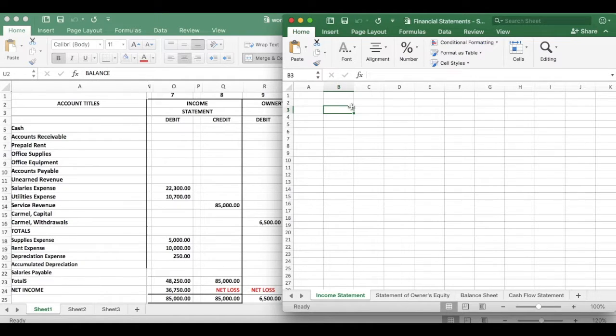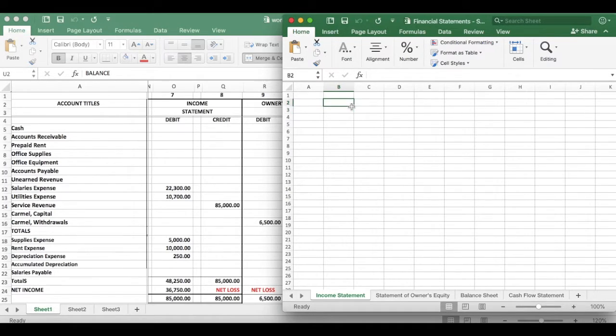In preparing financial statements, usually what is prepared first is the income statement. The income statement shows the financial performance of a company. Again, I repeat, it shows the financial performance of the company, because it would tell the reader if a company has a net income or a net loss.